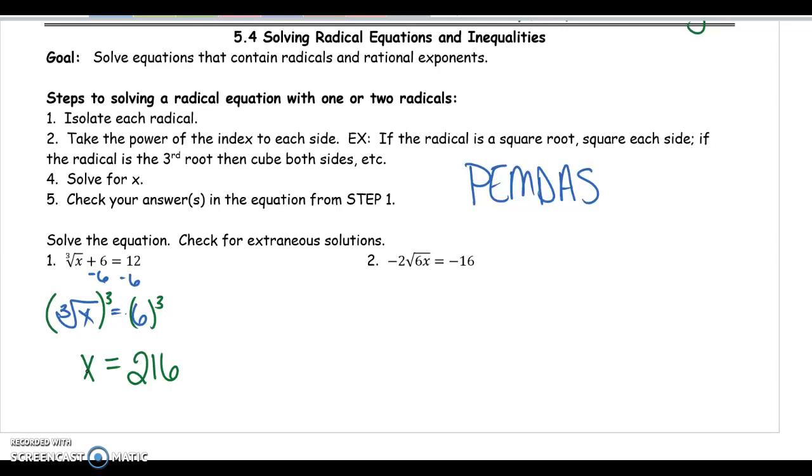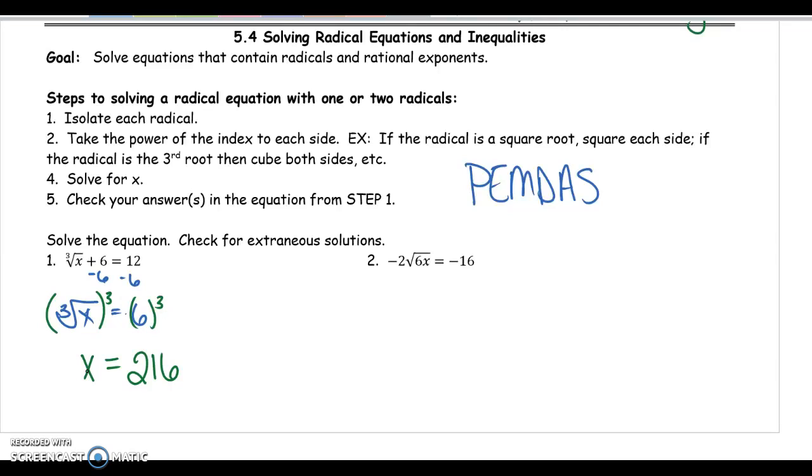Now, the directions say check for extraneous solutions. I'm going to give you a huge hint. If you only get one answer, you don't need to check for extraneous solutions. You only need to check for extraneous solutions if you get 2 answers, which is going to happen in a little bit. Not yet. Number 2.